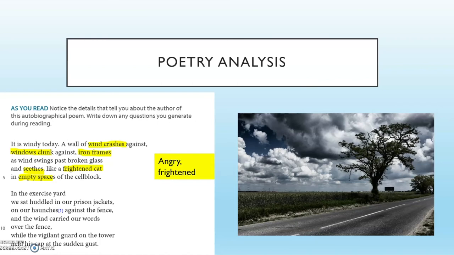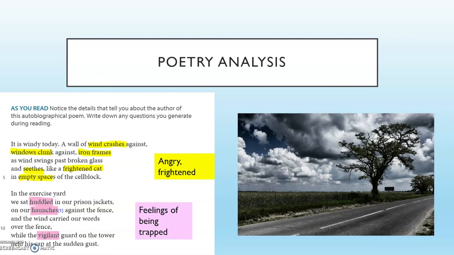Writers often choose words because of their connotations or the emotional responses associated with them. What words in lines 7 through 12 have negative connotations? What feelings do these words convey? Did you notice the words huddled, haunches, vigilant? These words convey the feelings of being trapped.